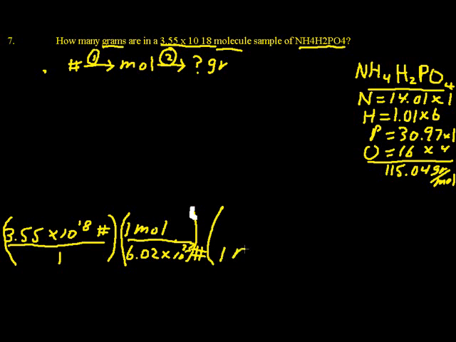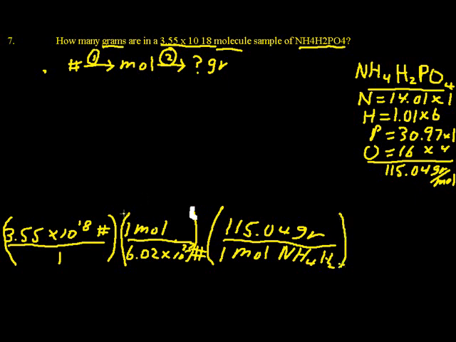I say, right, 1 mole of NH4 H2PO4. So 1 mole of it weighs, we know right here, 115.04 grams. So 115.04 grams is 1 mole of items. So the number here cancels the number here. The moles here cancel the moles there. And we're left with grams.